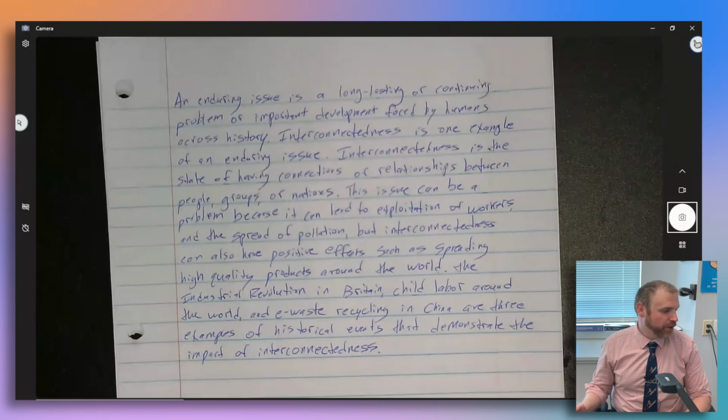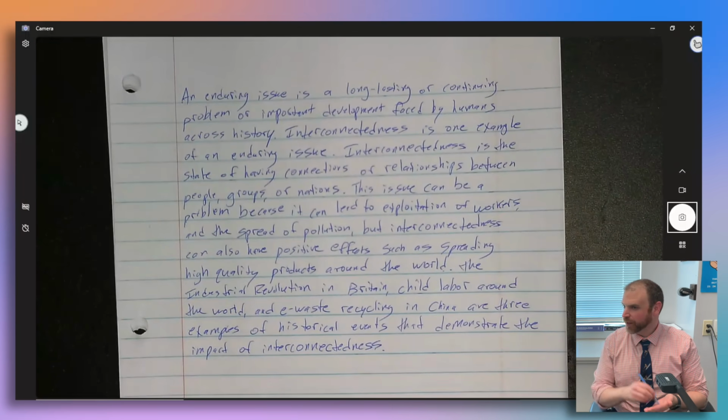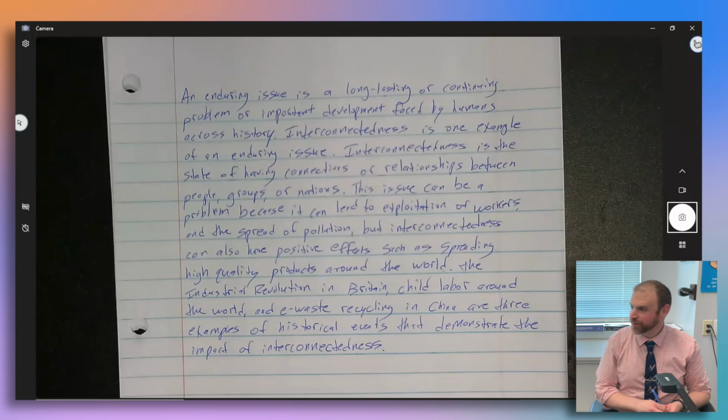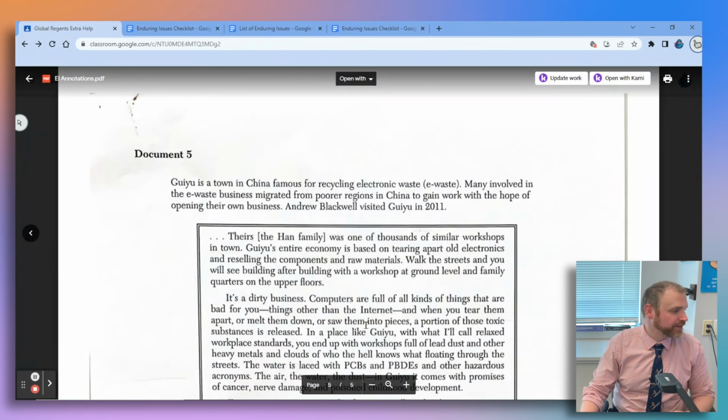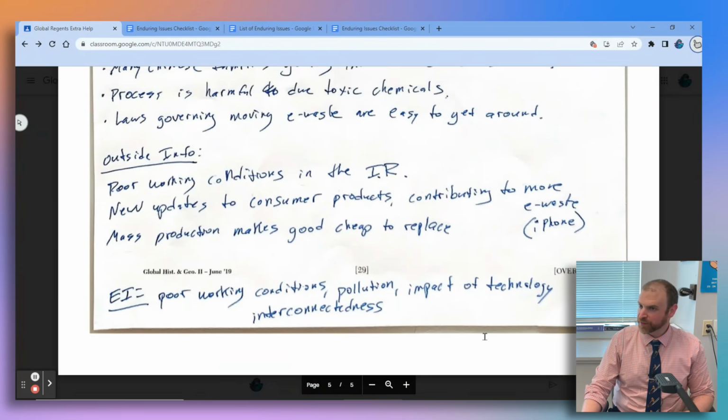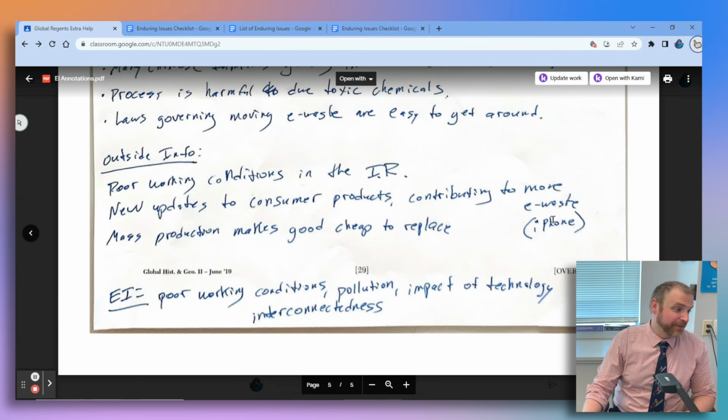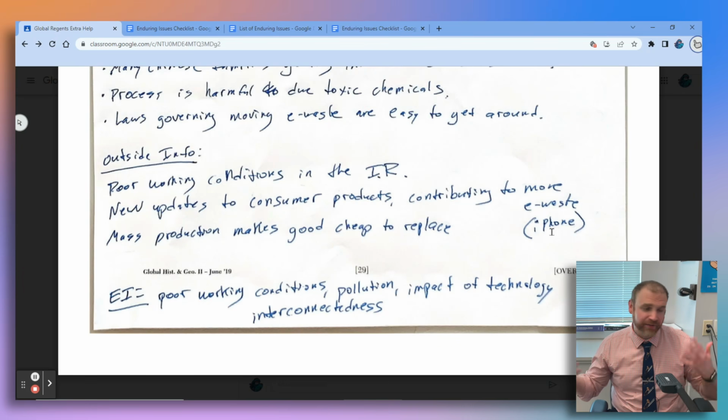All right, so again, all we've done so far, we read the documents, we saw that interconnectedness is in 3 out of the 5, so I can use that one. I'm comfortable with interconnectedness because me personally, I know a lot of historical circumstances and outside information for these events, okay, in terms of like modern day examples. Like I know that coming out with new iPhones every year contributes to the e-waste problem, right? These are the things I know about, so for me, this is an issue I could write about.